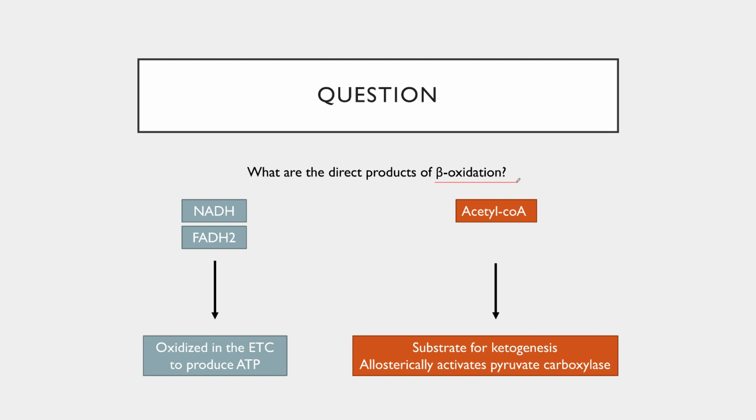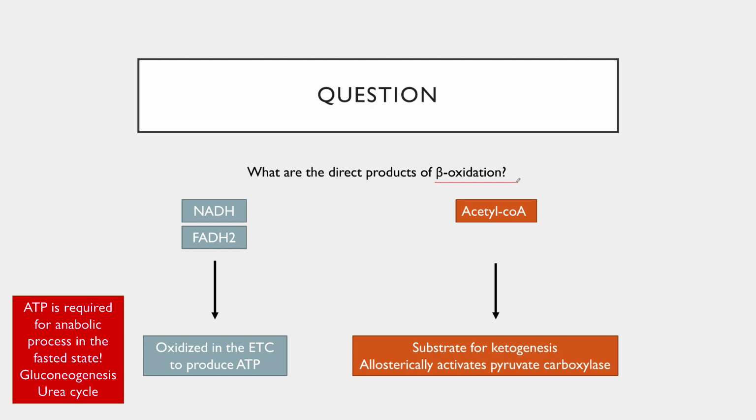We also want to keep in mind that the ATP produced from this process in the fasted state is required for anabolic processes, and those processes are gluconeogenesis and the urea cycle. So beta oxidation is highly supportive of both these two processes in fasted state metabolism because of its ability to produce high levels of ATP.